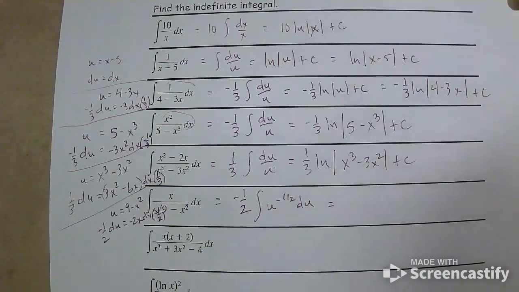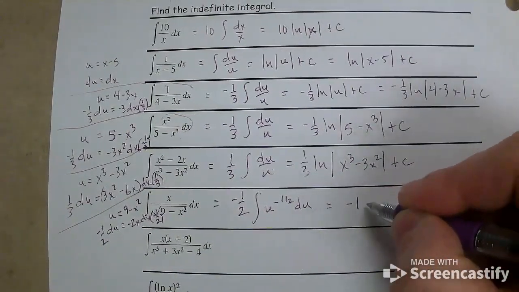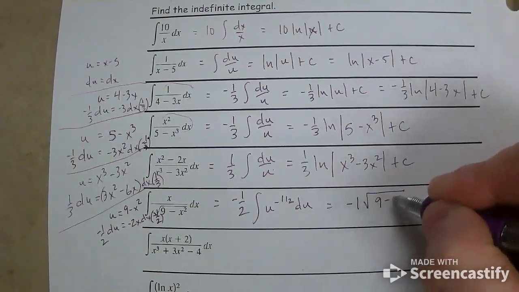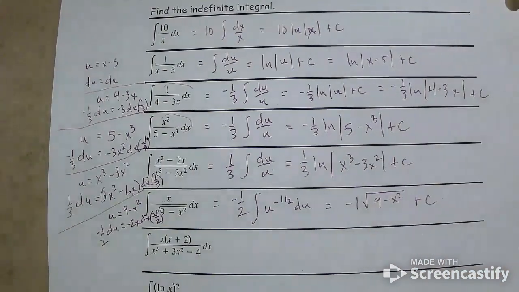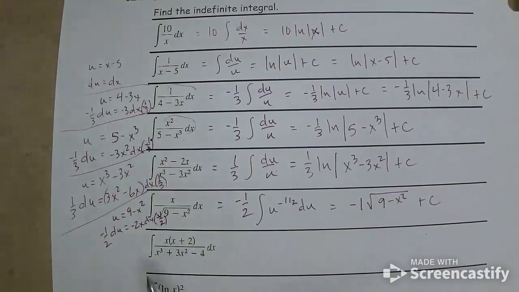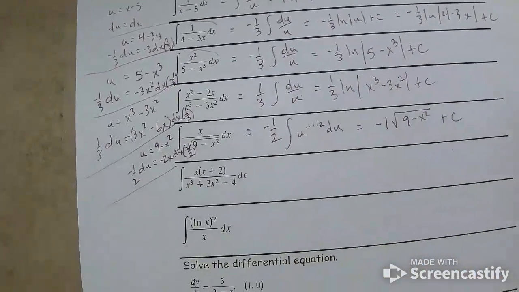So we add 1, which would make it 1/2, and divide by the new exponent. So this is going to be -1 square root of u, which was 9 minus x squared, plus c. And you can write that a couple of different ways. Looking at this, I think they're just trying to be kind of tricky with the way that it looks.